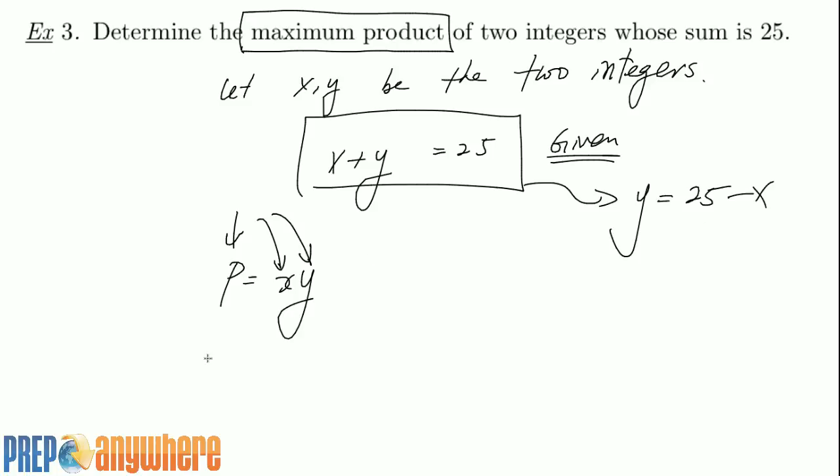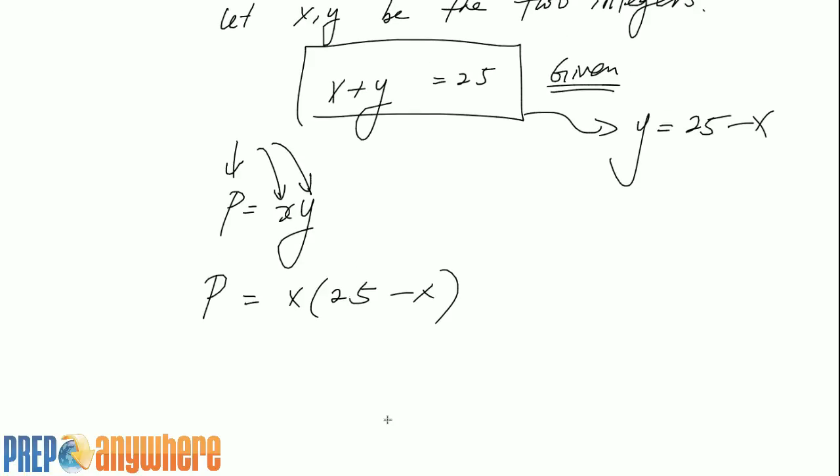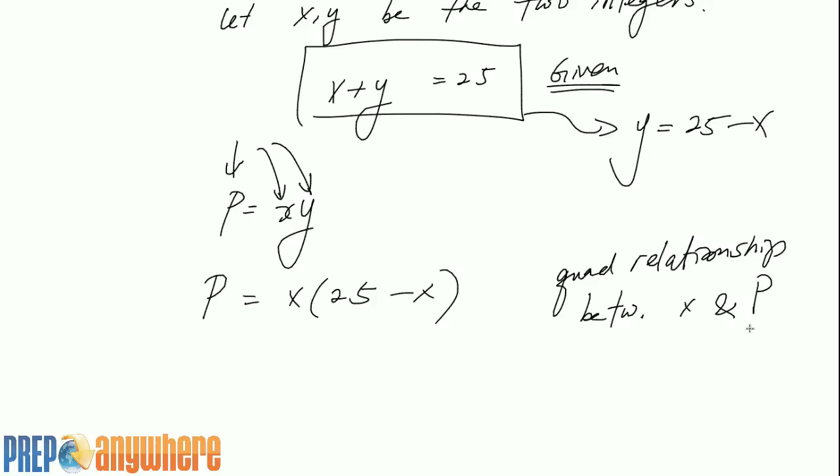Now using that, we can say the product is x times 25 minus x. Do you recognize that this is a quadratic relationship between x and p? That means we can solve it like a quadratic equation.